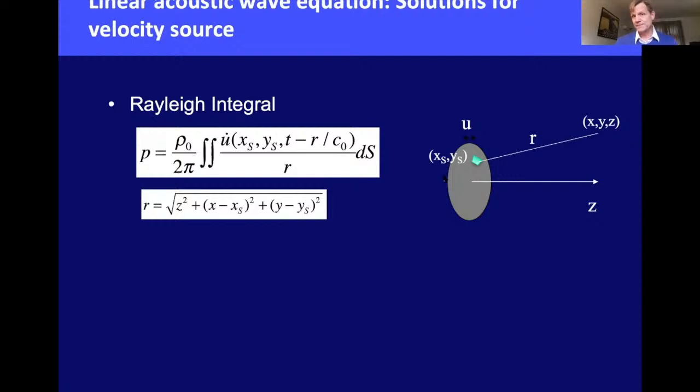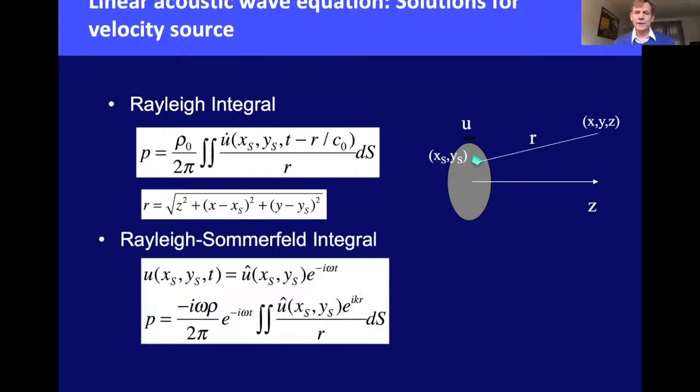It means that if you know the particle velocity anywhere on a surface, you can work out the pressure anywhere in space if you can do this 2D surface integral. This is for an arbitrary time waveform, so this holds for any waveform that you want to put in. And often in imaging, where short pulses are used, this is a common formulation to use.